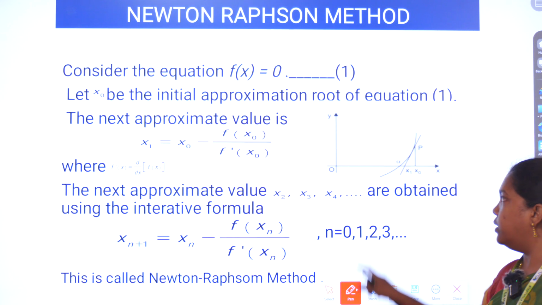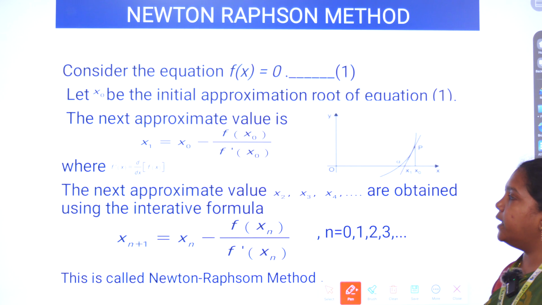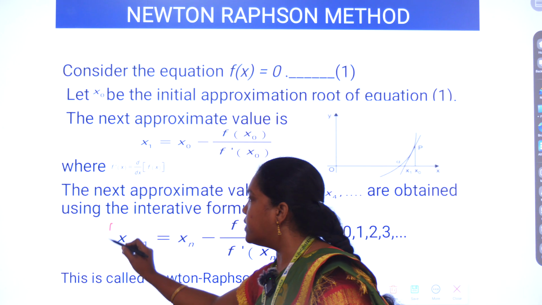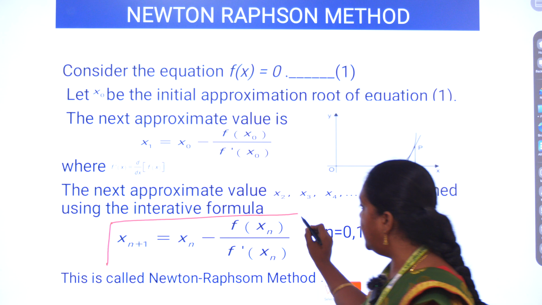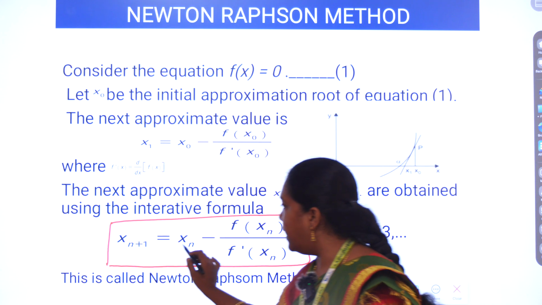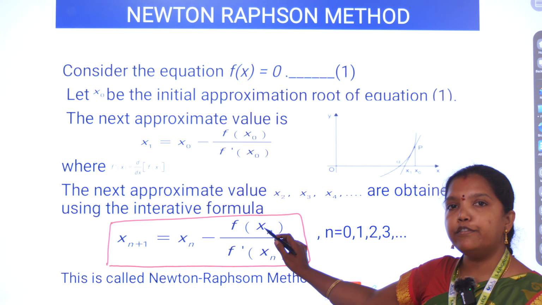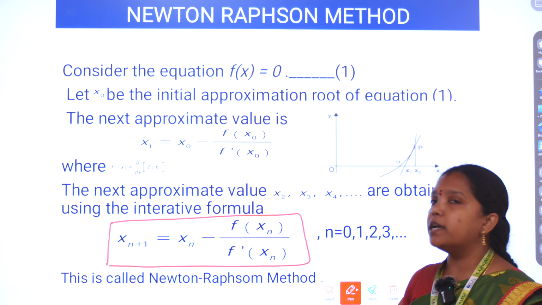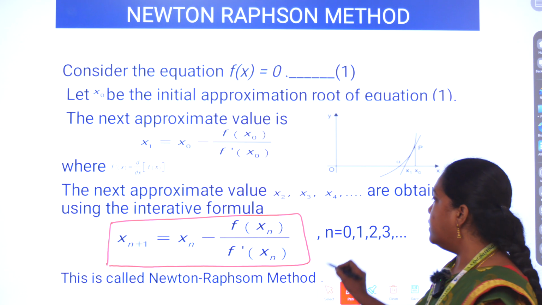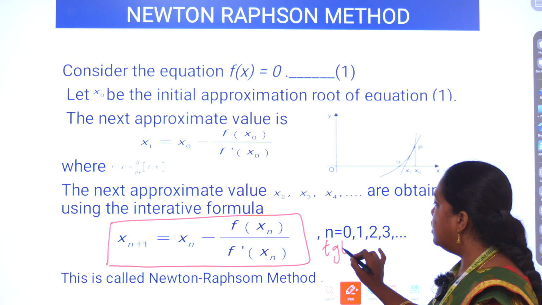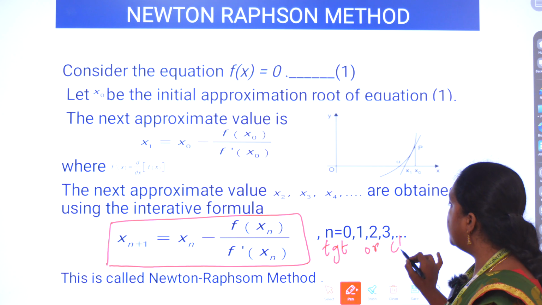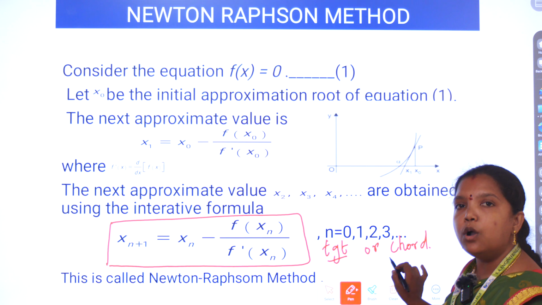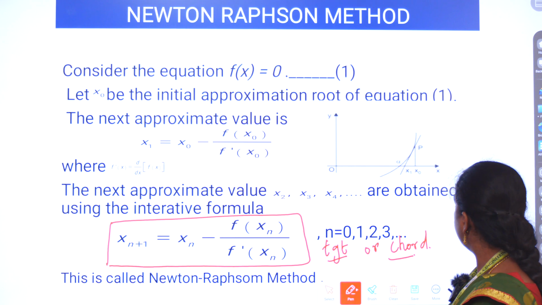Up to xn are obtained using the iterative formula. So the Newton iterative formula is xn plus 1 equal to xn minus f of xn divided by f dash of xn. This is called to be as Newton-Raphson method or tangent method or chord method.